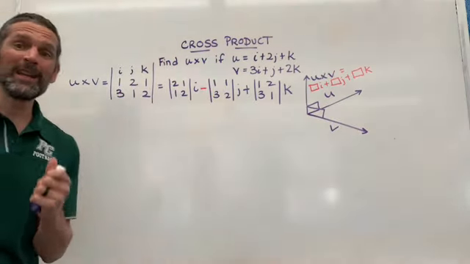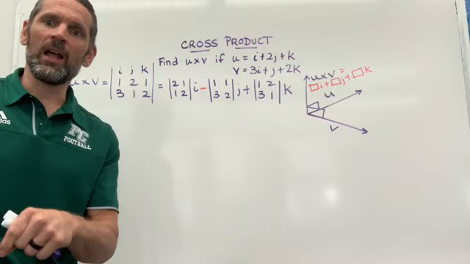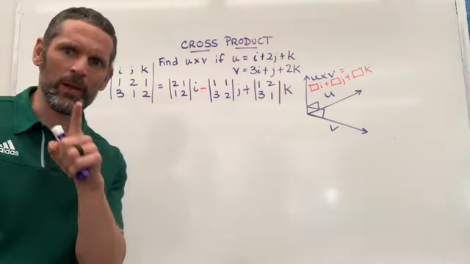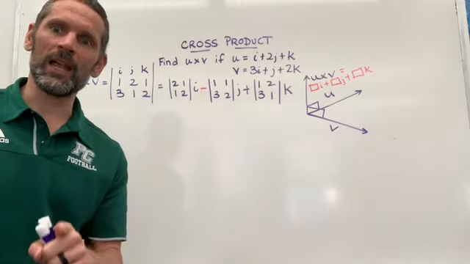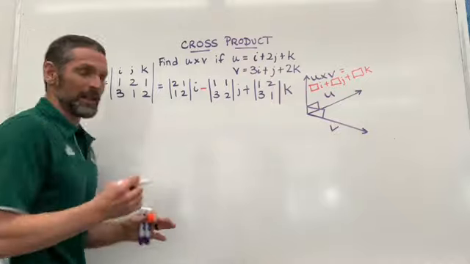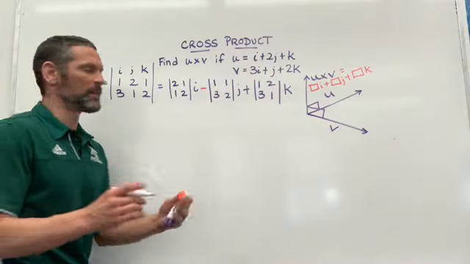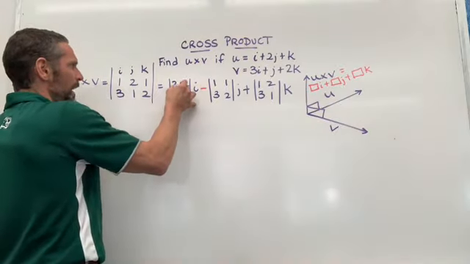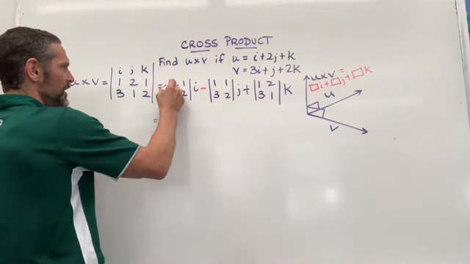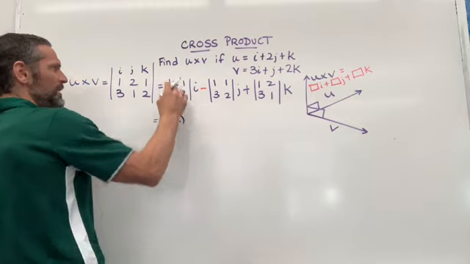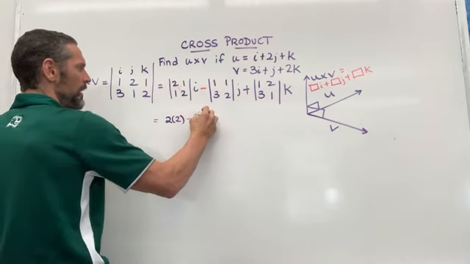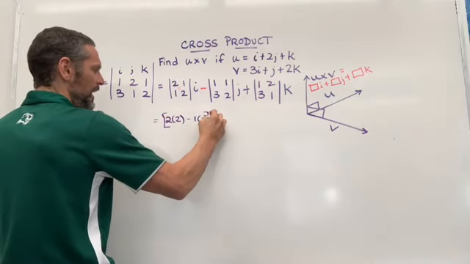Now we treat each of these as a 2 by 2 matrix, of which we must take the determinant. Remember, what I say to myself is down products minus up products. I'm going to go down minus up. So in this case, for the i's, I'm going to say this is 2 times 2. That's cross down minus cross up. Minus 1 times 1. Those are the i's.